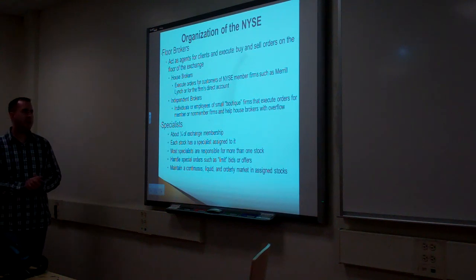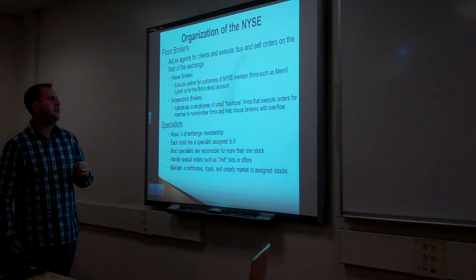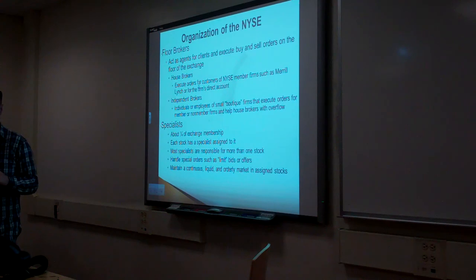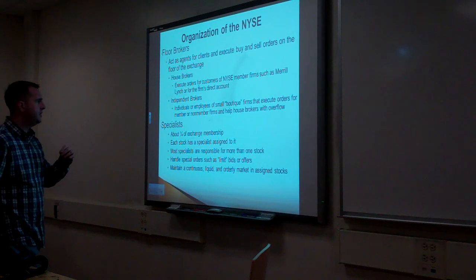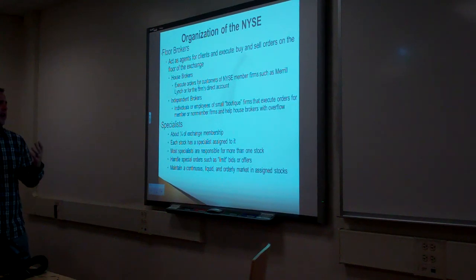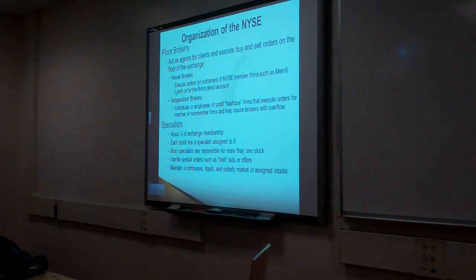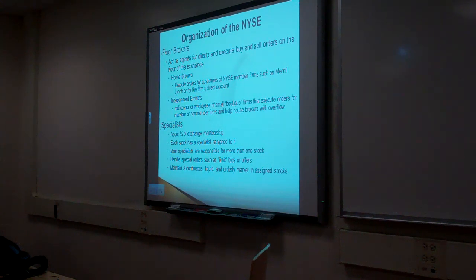A little bit on the organization of the New York Stock Exchange. So they have floor brokers. They act as agents for clients and execute buy and sell orders on the floor of the exchange. I'll try to post a video on this week's topic with a little bit more detail about this. So we have house brokers. They execute orders for customers of the New York Stock Exchange, for firms such as Merrill Lynch and other firms' direct accounts. And then we have independent brokers. They're individuals or employees of a small boutique firm that execute orders for member or non-member firms and help house brokers with overflow. So they're handling the trades that are coming and going into the market, right?